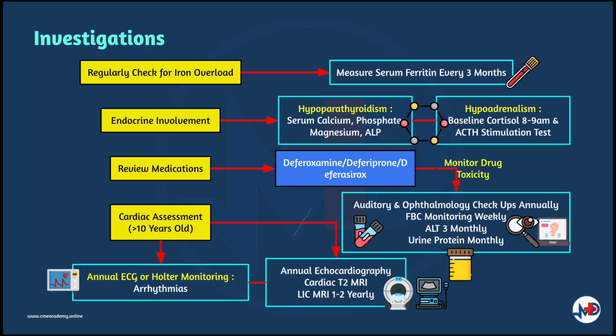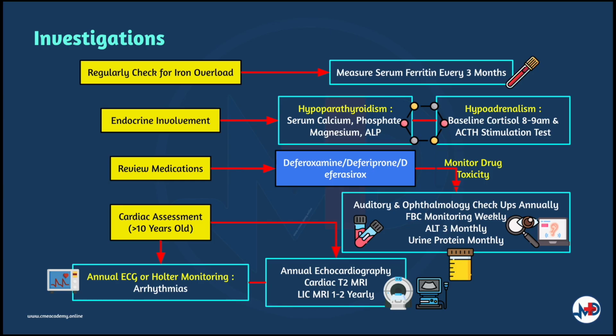In cases where endocrinology involvement is there or suspected, don't forget to check for any hypoparathyroidism by measuring the serum calcium, phosphate, magnesium, and ALP levels, whereas the baseline cortisol at 8 to 9 a.m. and ACTH stimulation test for hypoadrenalism. In those taking desferrioxamine or deferiprone or deferasirox, you need to monitor for any drug toxicity. This is done by auditory and ophthalmology checkups annually, a full blood count monitoring weekly, ALT can be done 3 monthly, as well as urine protein levels monthly.